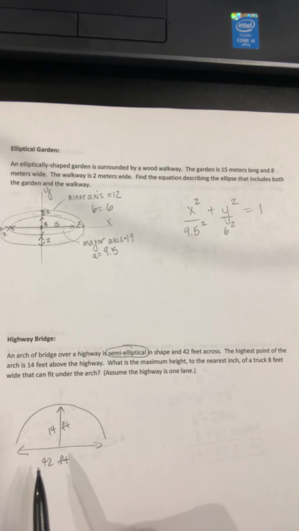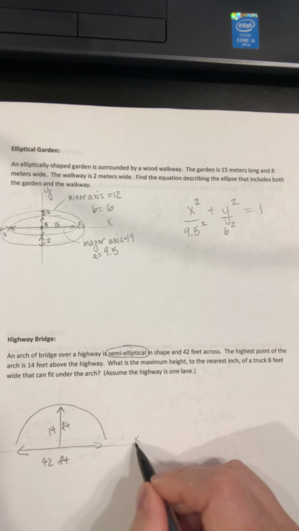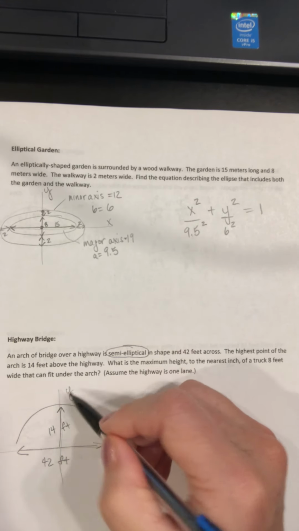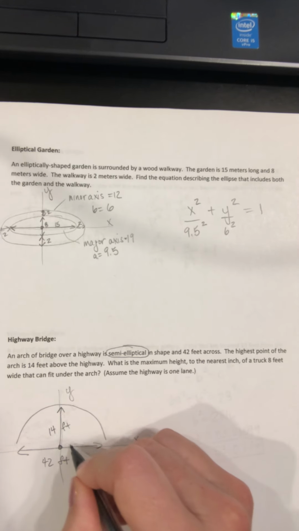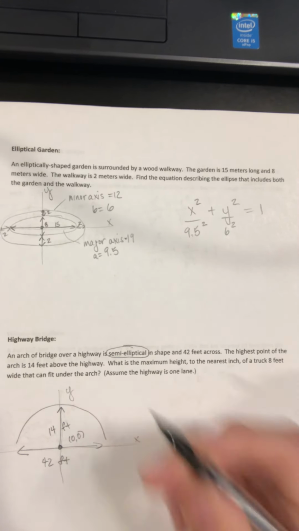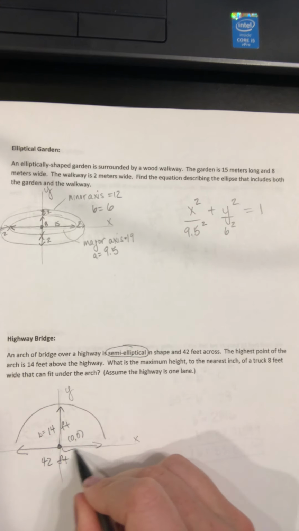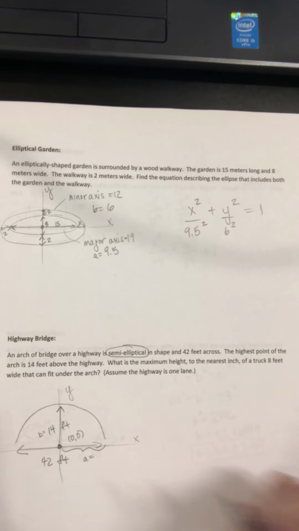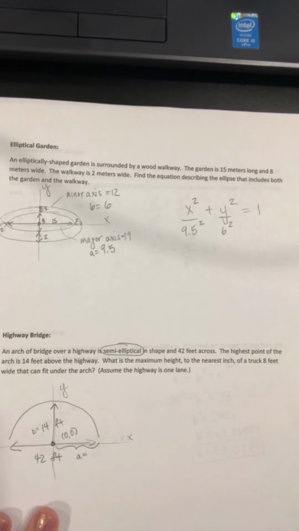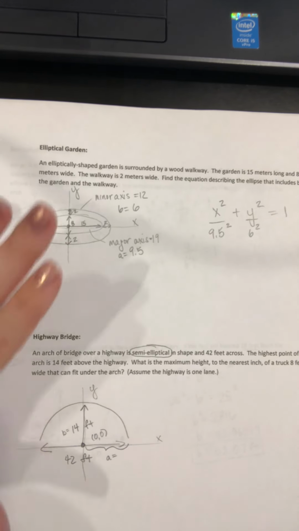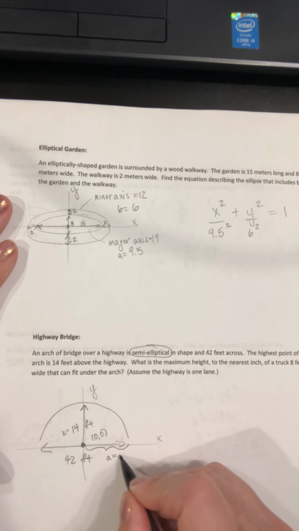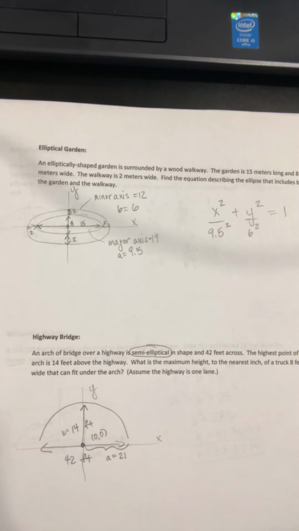Okay, so first we're going to have to write our equation, which we can do in just a minute, imagining this is my x-axis, right? This is my y-axis. So we have a center at the origin, okay? And we have our b value, and then our a value would be half of 42, right? So if that's half of 42, what's that, 21? So that's 21, okay, feet.